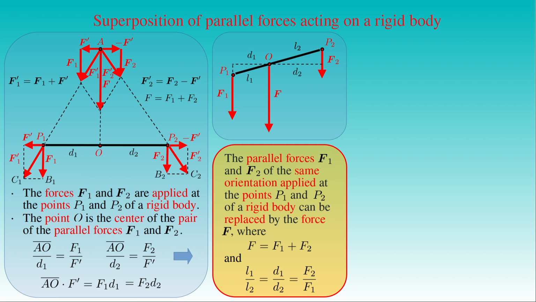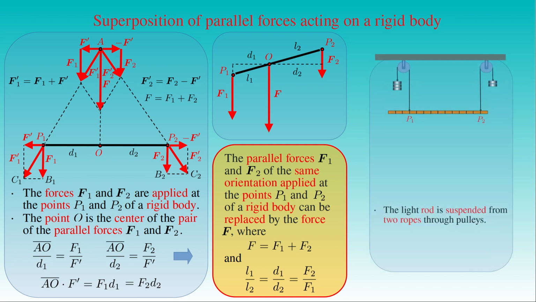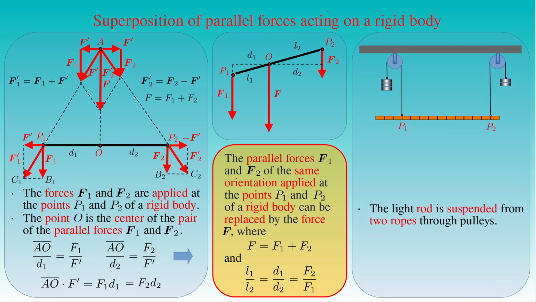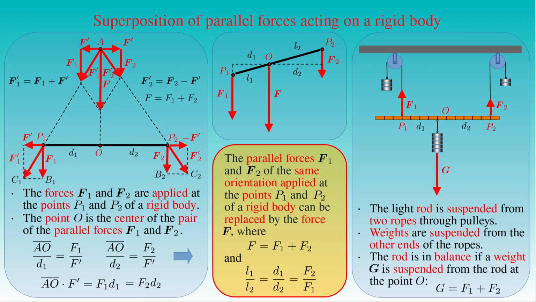This theorem can be demonstrated by using the apparatus shown in the figure where a light rod is suspended from two ropes through pulleys with some weights suspended from the other ends of the ropes. As a result, the forces F1 and F2 pointing upward are exerted on the rod at the points P1 and P2 through the ropes. The whole system is in balance if we suspend a weight G from the rod at the point O, where the magnitude of the weight G is given by the sum of the magnitudes of the forces F1 and F2. The forces F1 and F2 can therefore be replaced by the force F applied at the point O.